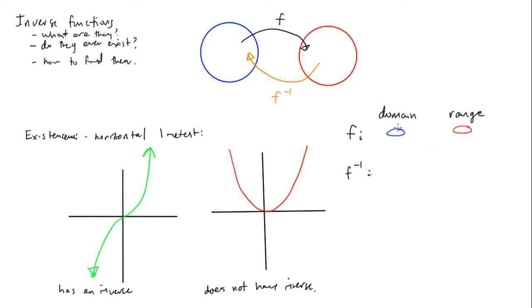Its domain is the range of f. So if f takes us from blue to red, then the inverse function should take us from red back to blue. This, by the way, is actually kind of a clever way of calculating ranges of functions for functions that do have inverses. So the how to find them thing is pretty algebraic, and we'll deal with that in class.